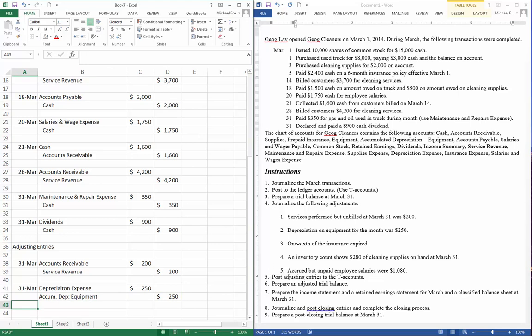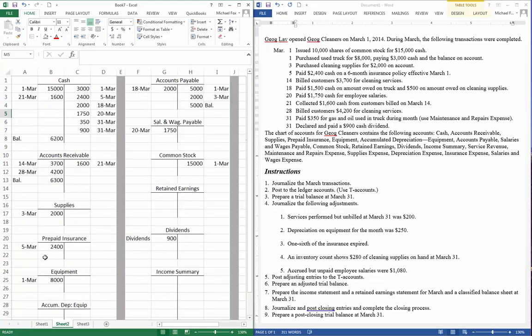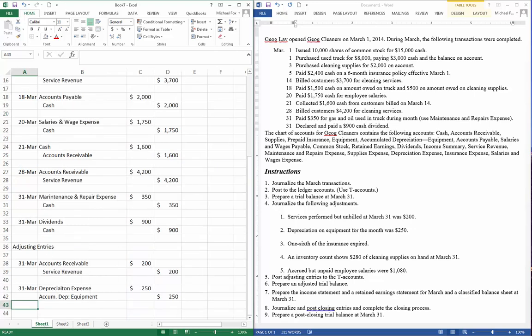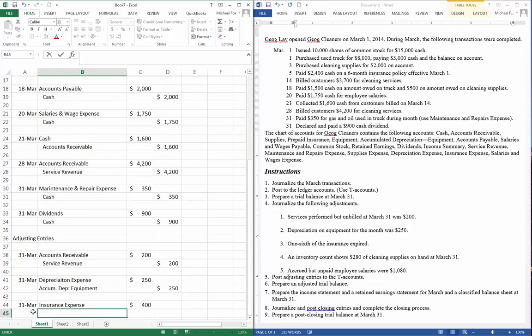1/6 of the insurance expired. So we have to go back and look at the balance of our insurance account. Prepaid insurance was 2,400. So 1/6 of that was used up. Remember, it was a 6-month policy. So 1/6 of 2,400, or 2,400 divided by 6, is 400. Which means we incurred the insurance expense, and we're going to reduce the asset, prepaid insurance.